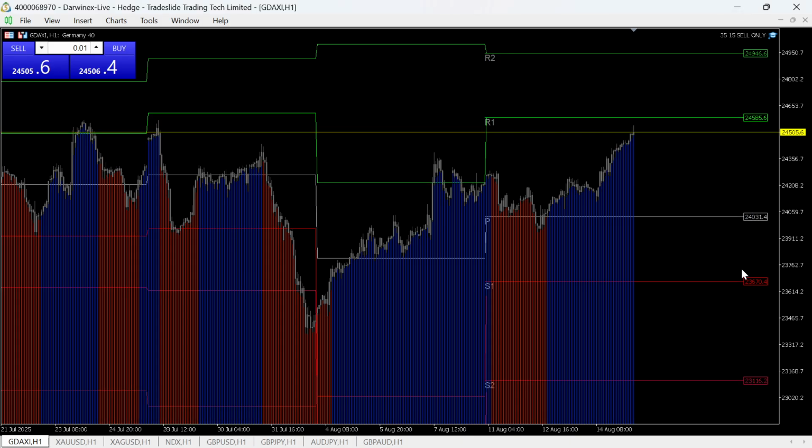This is the DAX, the German 40 analysis today. The lines you see are pivot points. We use that to determine the extreme overbought and oversold instruments so we can trade it. As you can see, the DAX is approaching a very relevant area of resistance here.